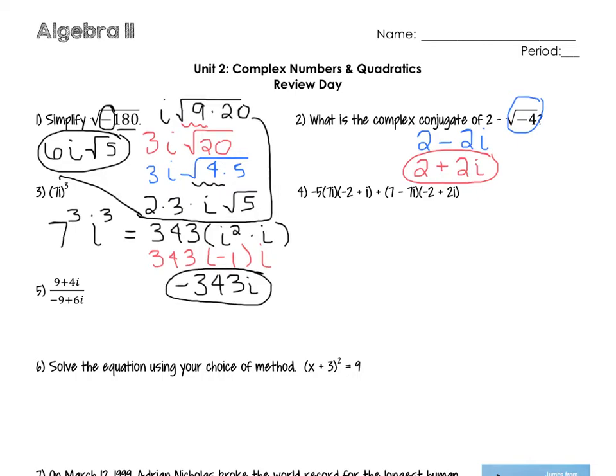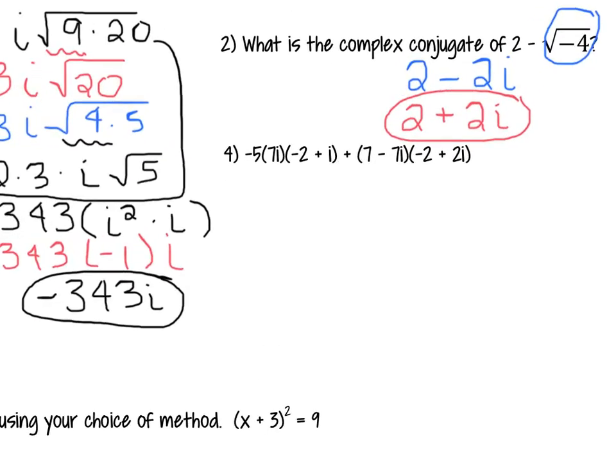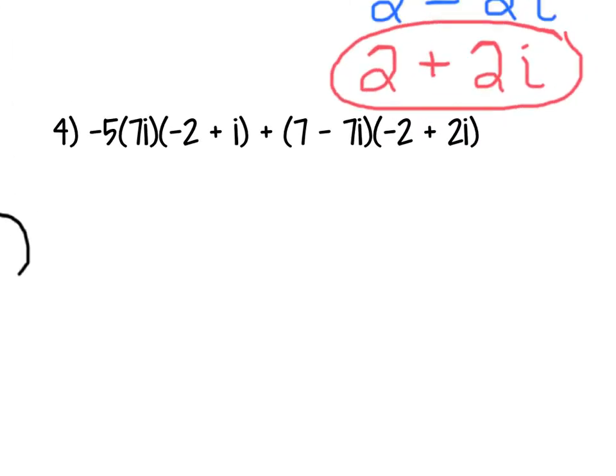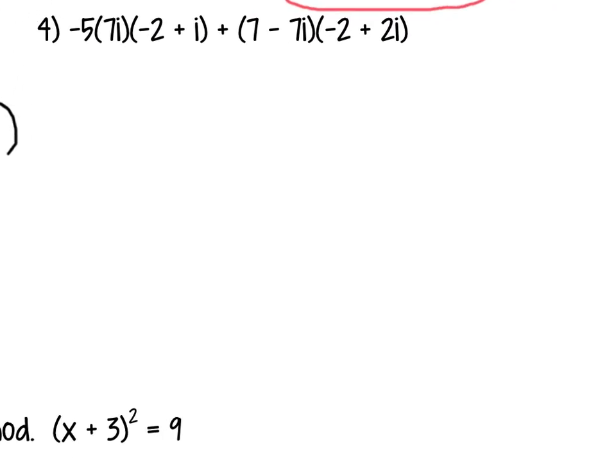All right, now let's take on this big long expression, and you're going to recognize this probably from your Sysman account, and that's fine. But let's go through it and take it piece by piece. First off, we have negative 5, and we're going to distribute this into the 7i. This gets me negative 35i times the quantity of negative 2 plus i.